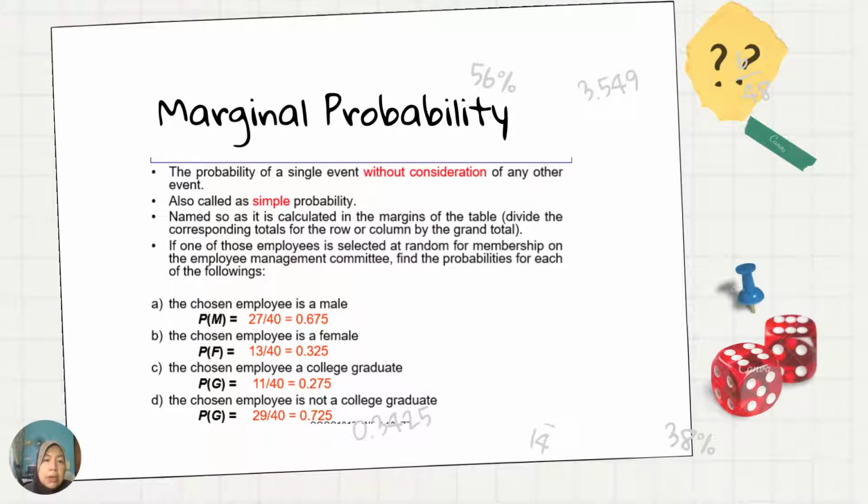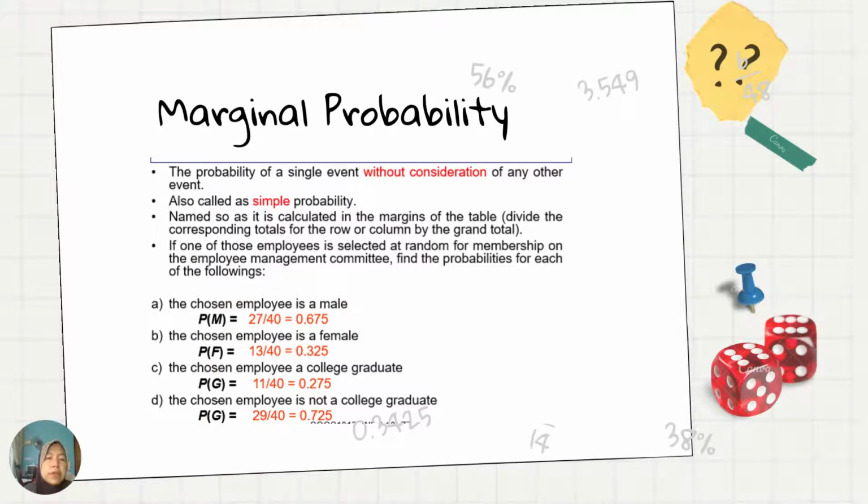Marginal is a single event without consideration of any other event. Okay, they consider it simple probability too. The other name is simple probability. Why are they considered as marginal? Because it is calculated in the margins of the table when you divide the corresponding totals for the row or columns by the grand total.